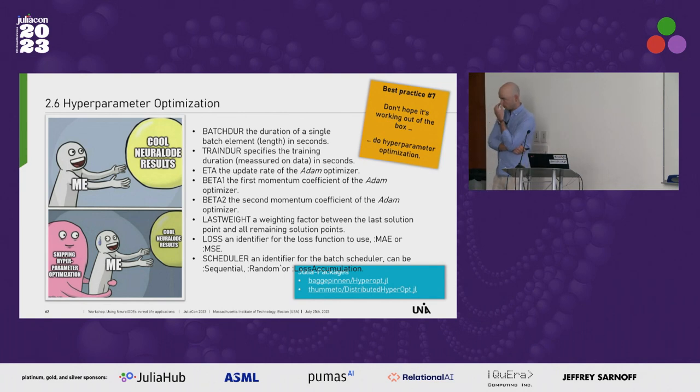In the slide before, we saw that it's very important to try keeping our jumps in solution between two batch elements as small as possible. One way to do this is to weight the deviation of the last point much more than the other points. So last weight is 0.7. This translates into the deviation of the last point contributing 70% to the error, whereas the remaining solution points only contribute 30%. So this is the idea behind it.